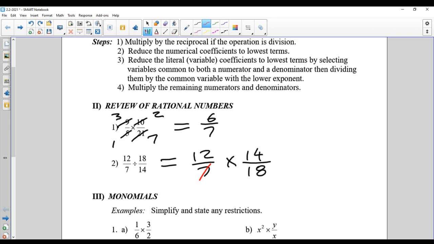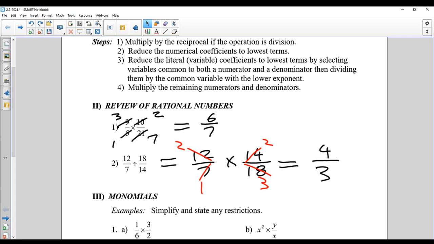7 goes into 7 once. 7 goes into 14 twice. 6 goes into 12 twice. 6 goes into 18 3 times. So what is left at the end is 2 times 2, which is 4, over 3 times 1, which is 3. Yes.